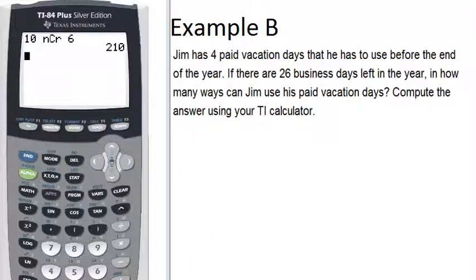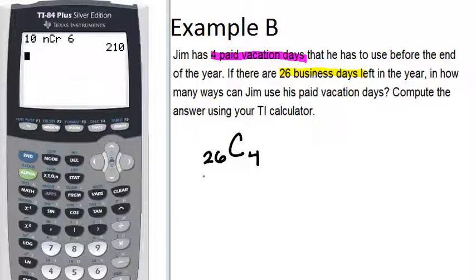In example B, it says Jim has 4 paid vacation days that he has to use before the end of the year. If there are 26 business days left in the year, how many ways can Jim use his paid vacation days? Okay, so what we have here is 26 days that are left in the year, and he has to choose 4 of those days to use for vacation. So what we're trying to calculate is 26C4, because the order that we choose the days doesn't really matter. So we're choosing 4 out of the 26 days. How many ways can we do this?